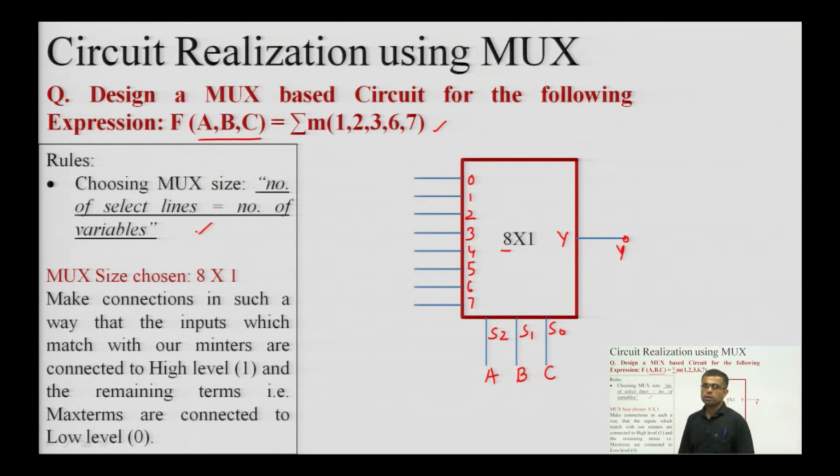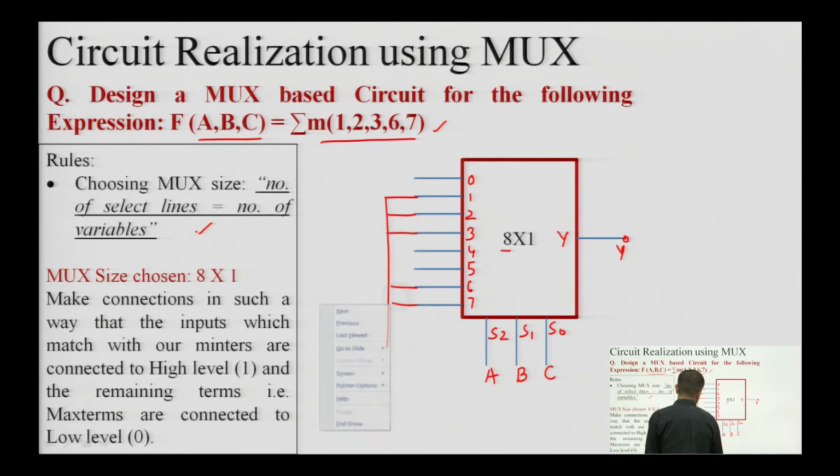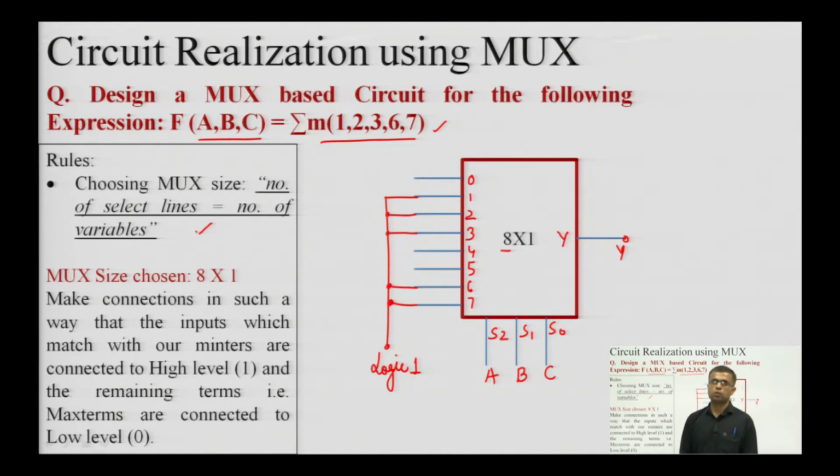So, how to proceed with the circuit for this particular question? We have to simply connect these minterms. This expression shows that these 1, 2, 3, 6, 7 minterms are high minterms. Okay. These minterms are giving me high output. So, simply choosing 1, 2, 3, 6, 7, all 5 are separated out, and they are connected to logic 1.